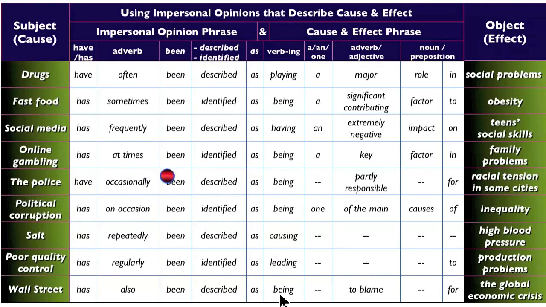Political corruption has on occasion been identified as being one of the main causes of inequality. Salt has repeatedly been described as causing high blood pressure. Poor quality control has regularly been identified as leading to production problems. And Wall Street has also been described as being to blame for the global economic crisis. And there you can see how we build sentences using impersonal opinions that describe cause and effect.